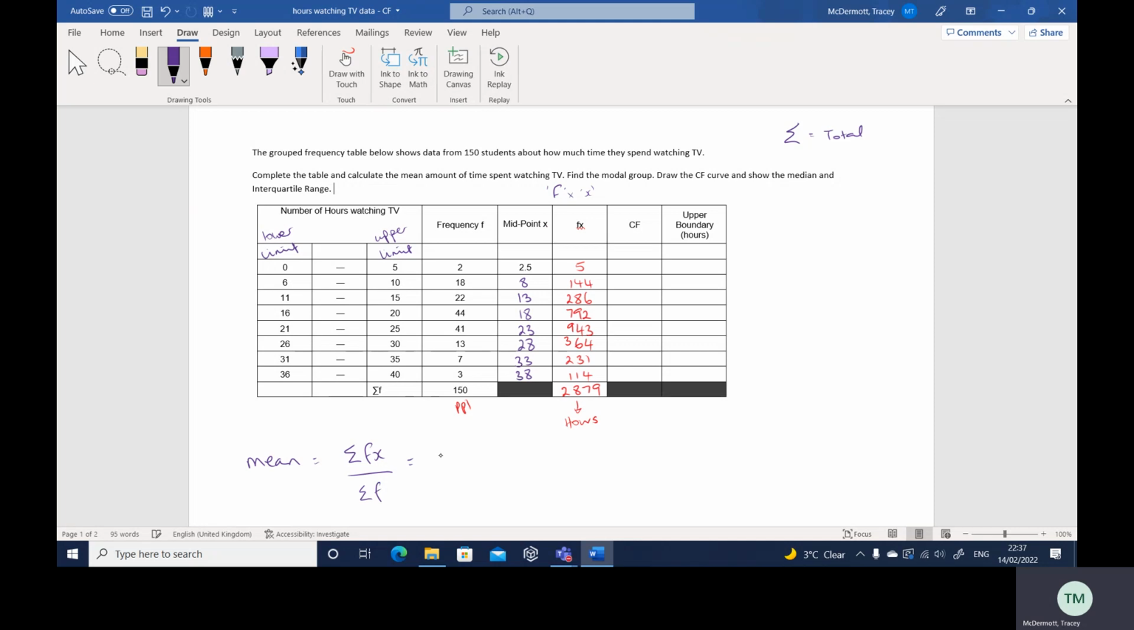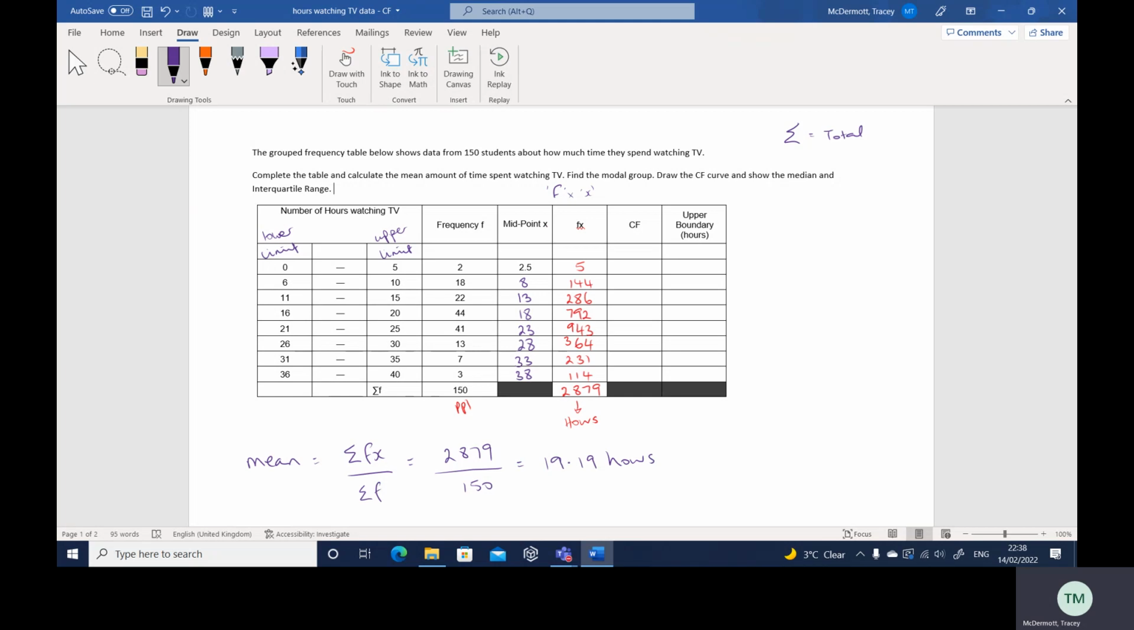So the total number of hours clocked up was 2,879. We had 150 people, that was the total frequency. So 2,879 divided by 150 will give us, to 2 decimal places, 19.19 hours. So that's our mean number of hours spent watching TV.